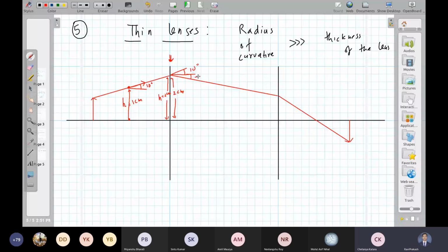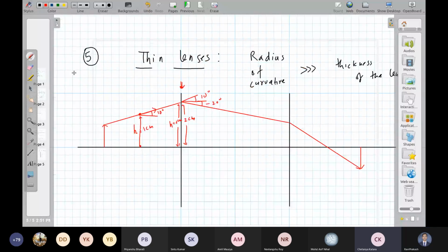So what is the role of this lens? What is the contribution of this lens in the path of light? इस लेंस का क्या कंट्रीब्यूशन है इस लाइट के पाथ में? It changes the angle. सिर्फ एंगल को चेंज ही तो किया है ना. Change the angle, change the direction of light, not the height. हाइट में तो कोई चेंज नहीं किया है. जिस हाइट पे लाइट आई थी उसी हाइट से लाइट आगे बढ़ रही है.